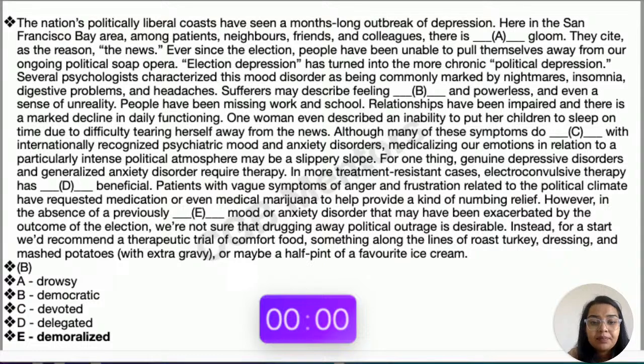Moving on to the B1, those of you who joined later, you can join from next close test onwards. So sufferers may describe feeling dash and powerless. Here is a great hint for you. Here it is 'and powerless'. So powerless is a negative word. So a similar negative word will come here. So here we can say sufferers may describe feeling demoralized.